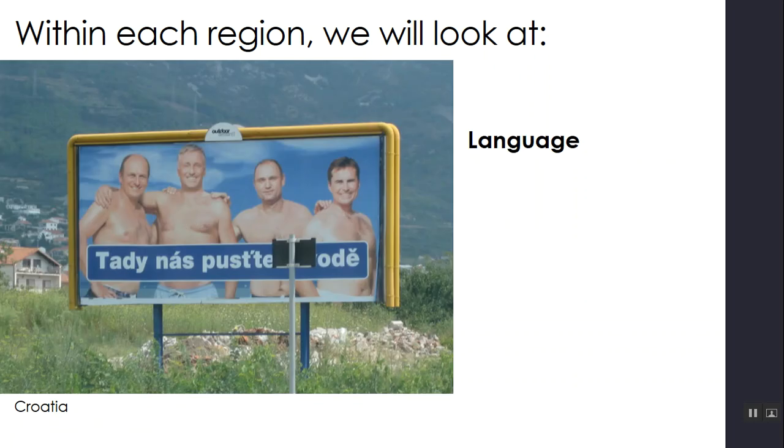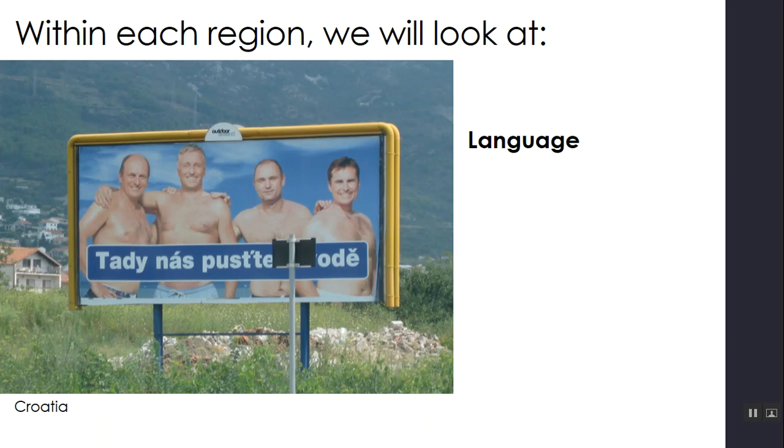We're going to look at language. This is a billboard from Croatia, which I've also visited. Regions will often have a language connection, and even if everybody is not all speaking the same language, it might be part of the same language family. Many countries in Europe speak a Romance language. English is not one of them, but French and Spanish and Italian all have a connection.